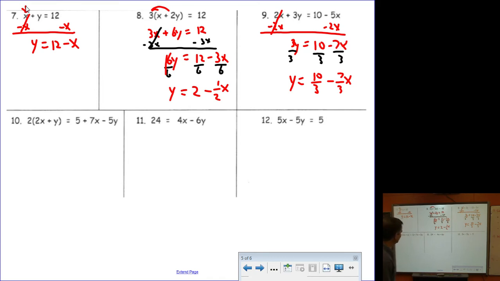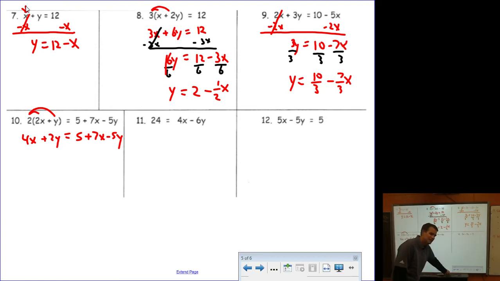Number 10. So the first thing I'm going to do here is distribute the 2 and get 4x plus 2y equals 5 plus 7x minus 5y. So first I've simplified the problem.